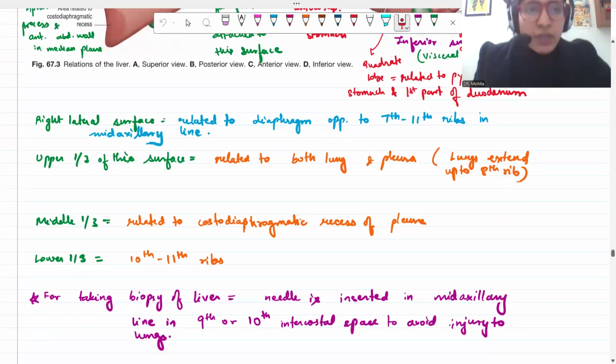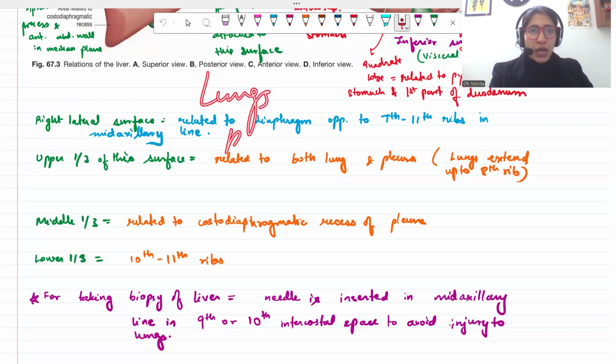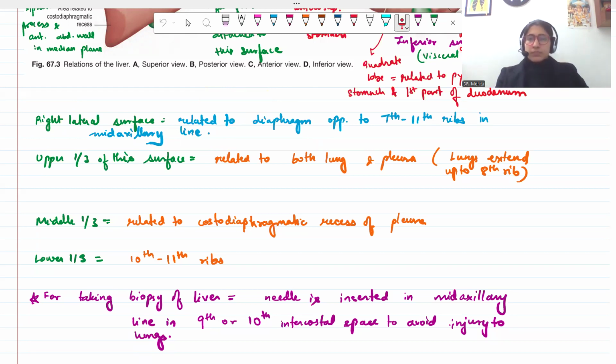Very importantly, talking about the relations of the right lateral surface. This right lateral surface is related to the diaphragm, opposite to the 7th to 11th ribs. Now, please think about it. We are talking about the mid-axillary line. What is the extent of lungs and pleura in the mid-axillary line? Think about it. For lungs, it is the 8th rib. For pleura, it is the 10th rib.